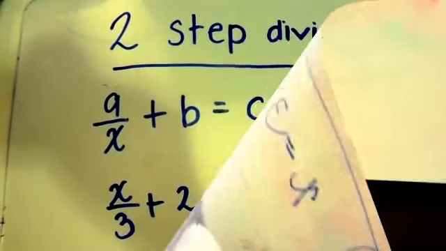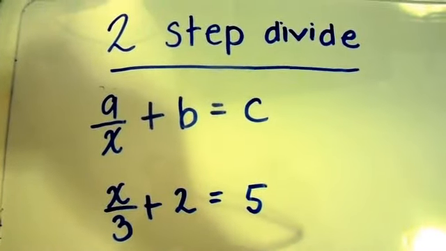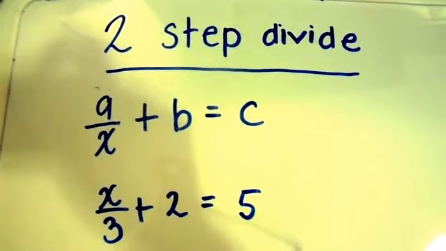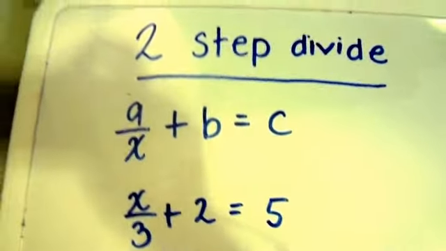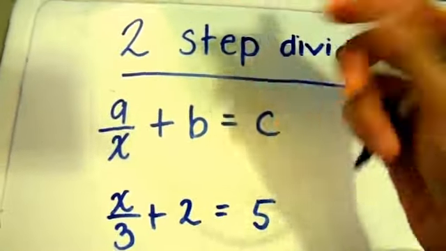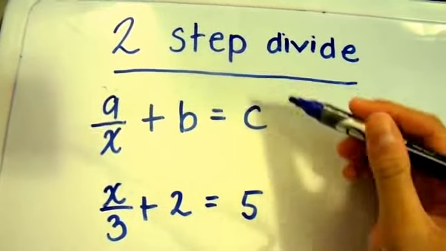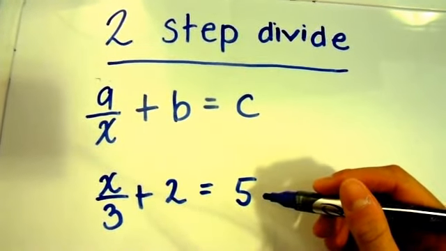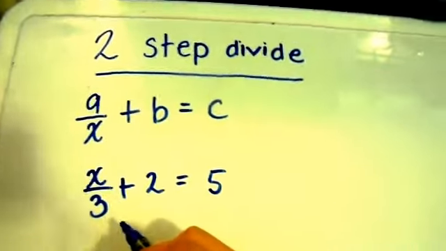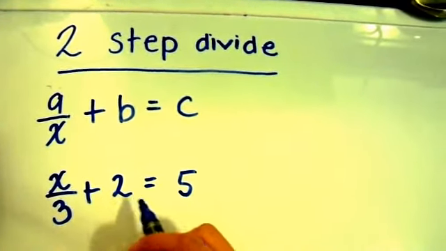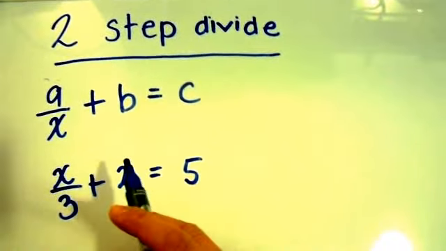Now I will show you how to solve equations using two-step divide. It's basically the same thing as multiplying, but the difference is you just divide. So here we have the format of what the division equation looks like. And now we have put in the equation to solve. So what we have here is x divided by 3 plus 2 equals 5.